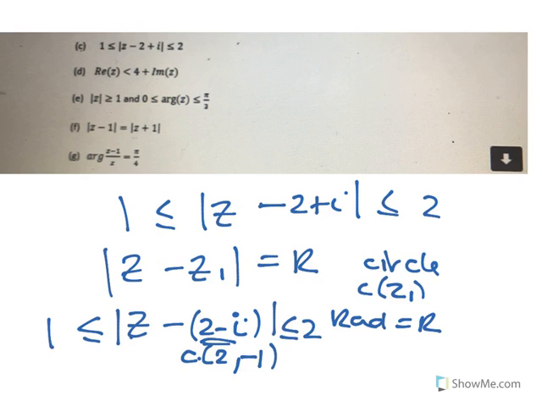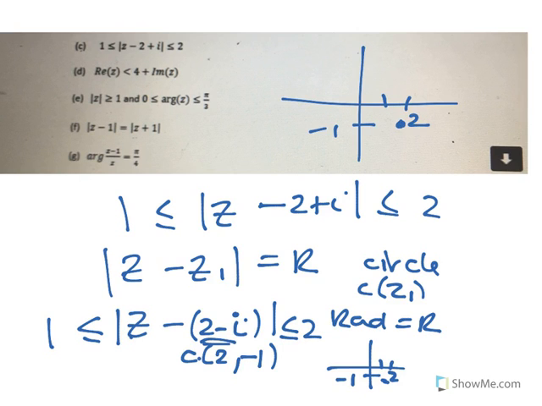So it will be a circle, centre 2 − i, which is there. Let's go up here. 2 − i, which is there, and radius between 1 and 2. Okay. Alright, now the next one.